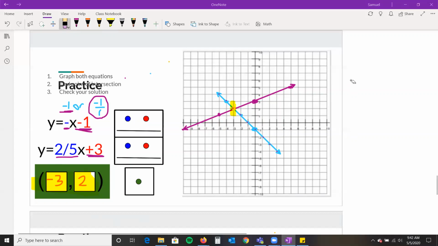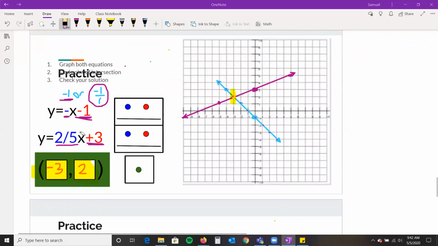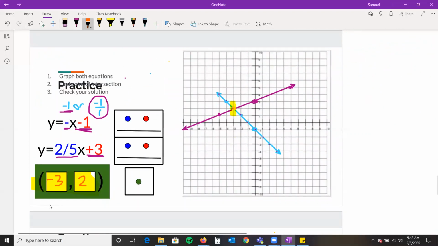So in order to check your solution, just like we did on this last one, we're going to take that value and substitute it, plug it into your equations, right? So let's do the same thing here. We've got -3 and 2. Anytime I see a y, I'm going to put a 2, and an equal sign.